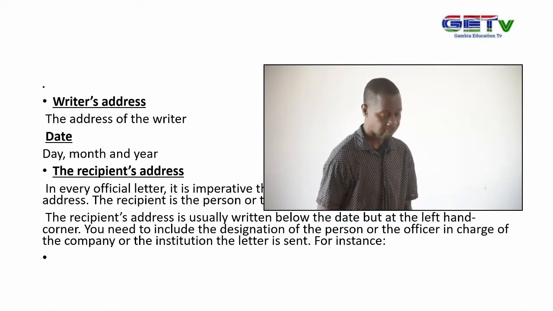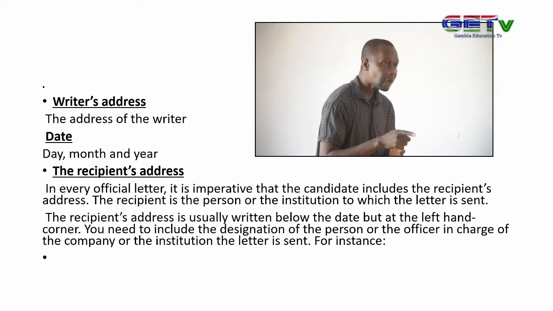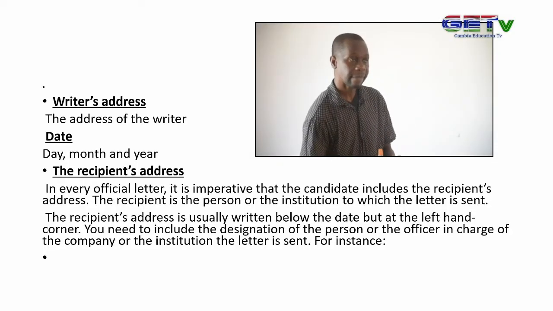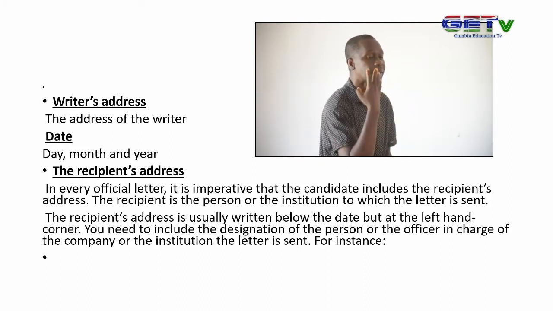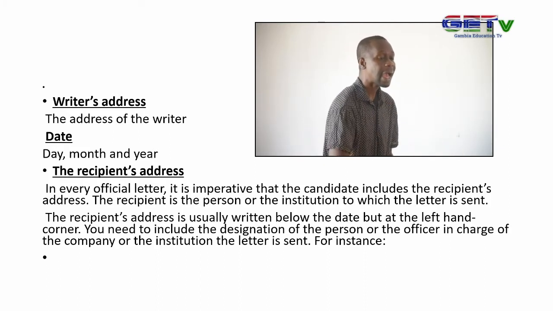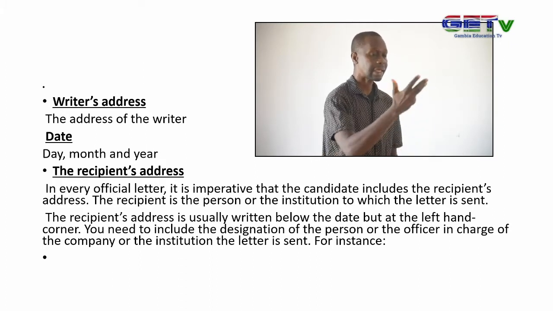We will look at these features in detail. We will start with the writer's address. The writer's address, as it is said, is the address of the person that is writing the letter. Under it, we have the date, which should be written as day, month, and year. Like to say, 25th March, 1990 as a date, just to cite an example.